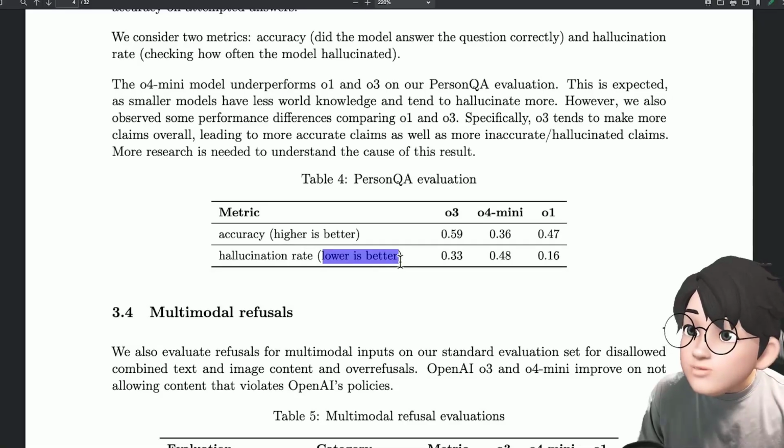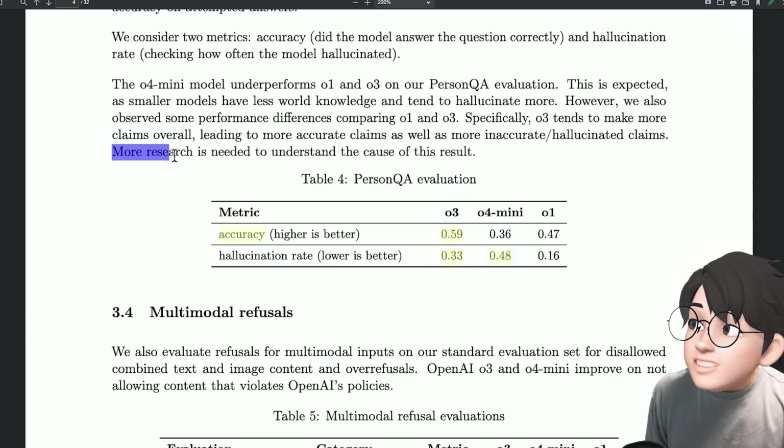Fewer hallucinations are better, right? But the new o3-mini and o3 models are worse than the o1. So what's the problem? OpenAI has some thoughts on this.